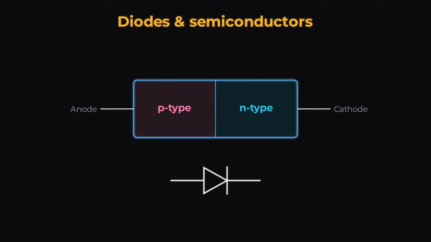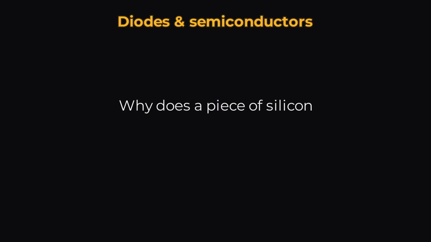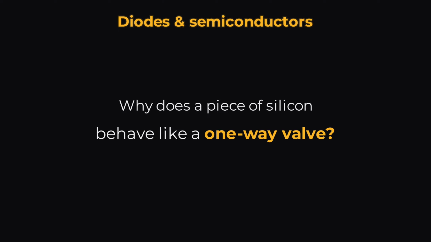This device is built from one structure called a p-n junction. The symbol is just two regions of silicon joined together. One region is p-type. The other is n-type. So the lesson answers one question. Why does a piece of silicon behave like a one-way valve? Everything that follows builds that answer in order.